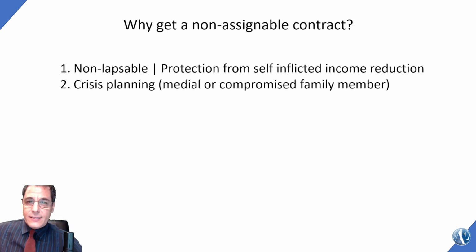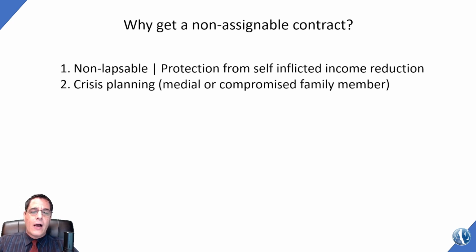Crisis planning is another reason we do this. So if you have a medically, or some kind of a medical or compromised family member. So let's say medical, they have certain needs for a nursing home, whatever, a certain amount of money every month needs to come in. Don't want it to change. Don't want it to be able to be adjusted or attacked in any way.